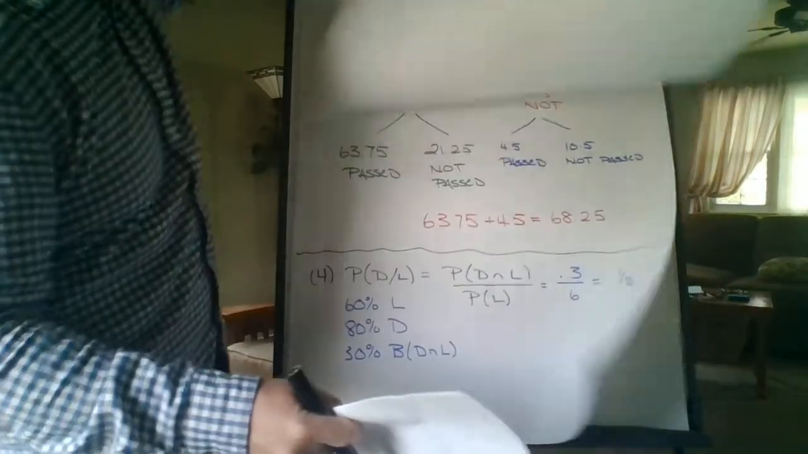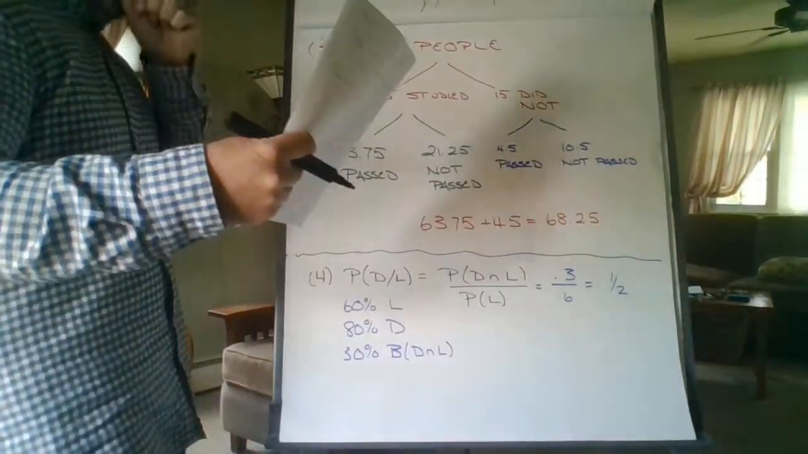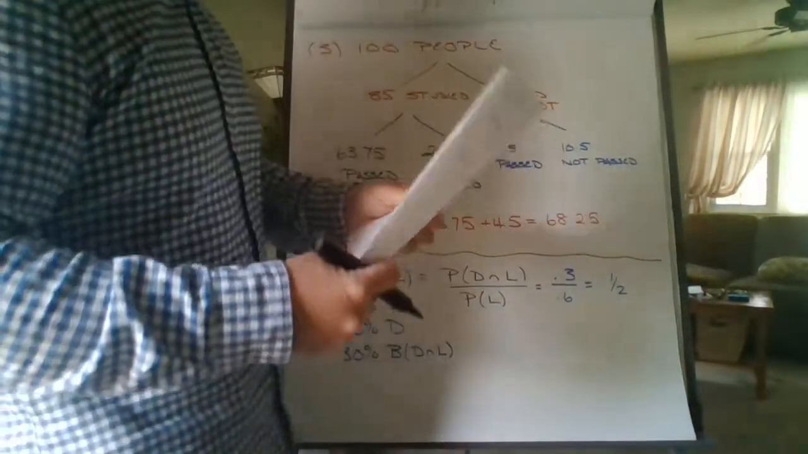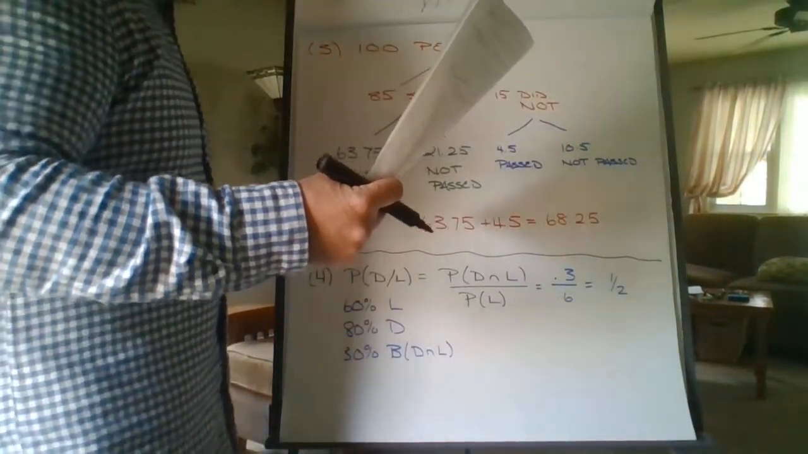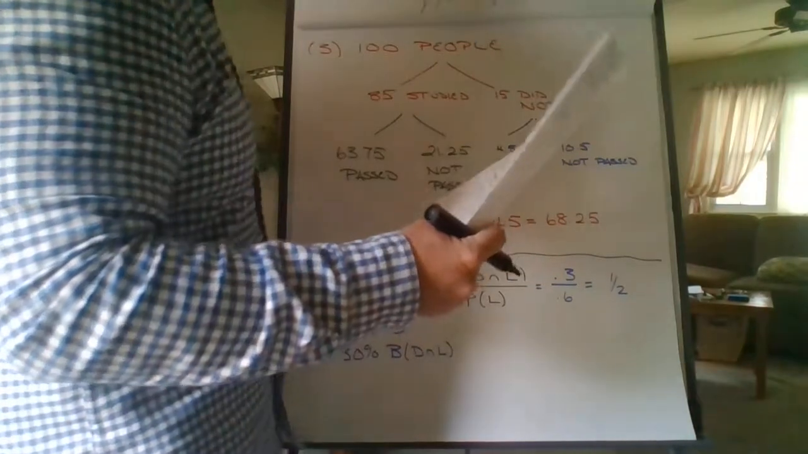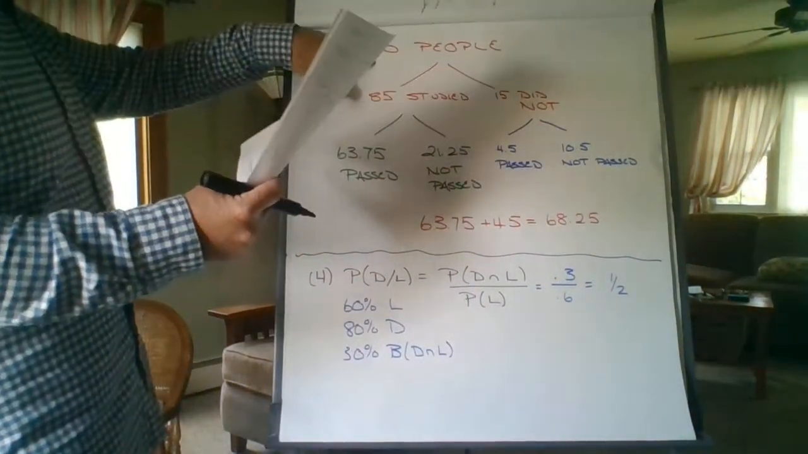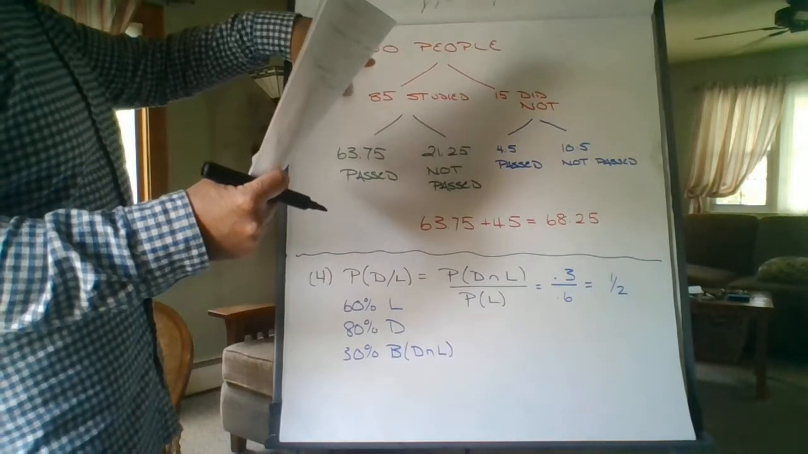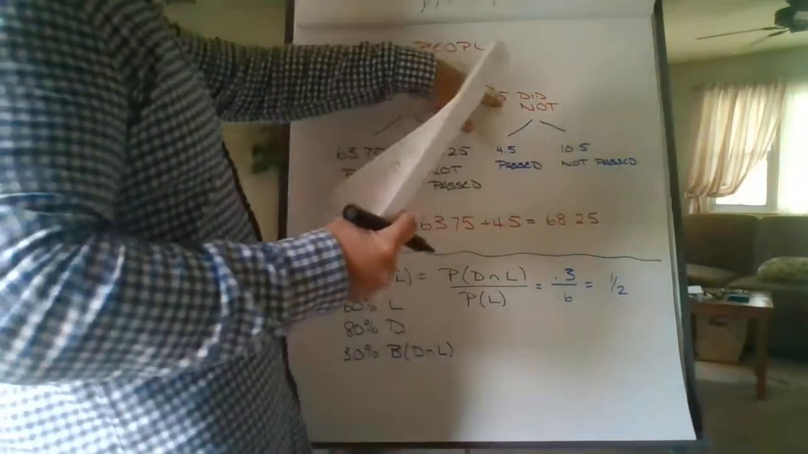Again, it says of the 85% of the students in the class who studied for a test, 75% passed the test. Of the 15% of the students who did not study, 30% passed. What is the combined probability of passing? So I'm going to go back to 100. It says 85% of those studied. Well, this is why we use 100. That means 85 studied, 15 did not.